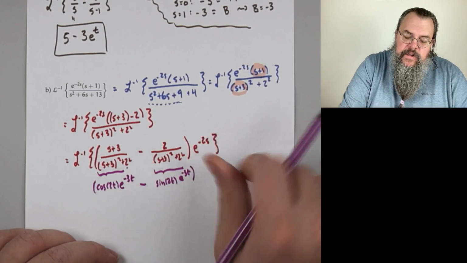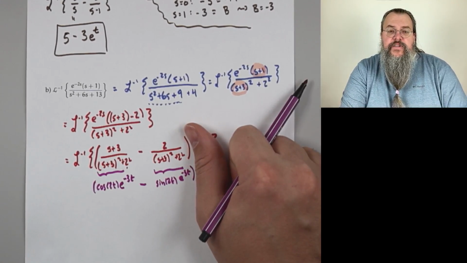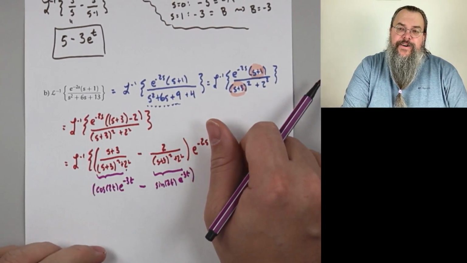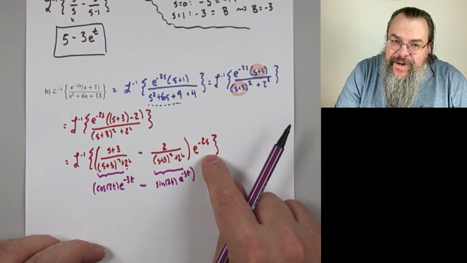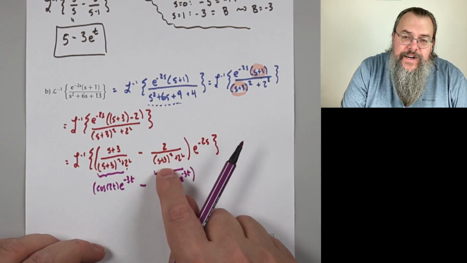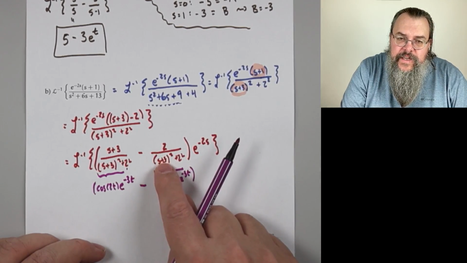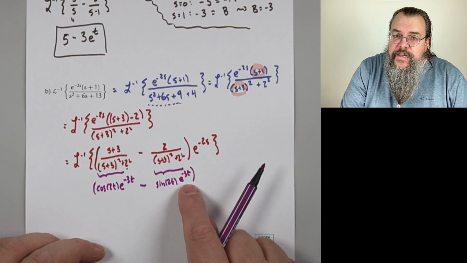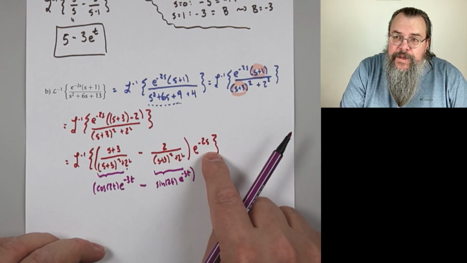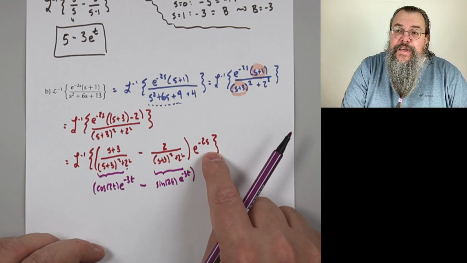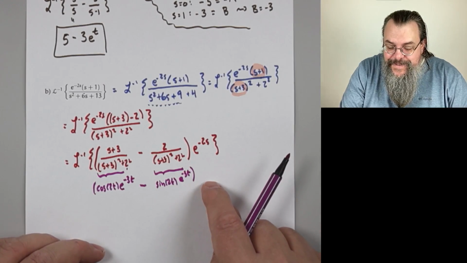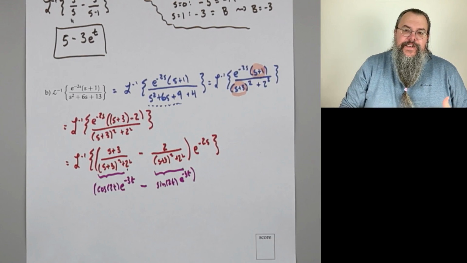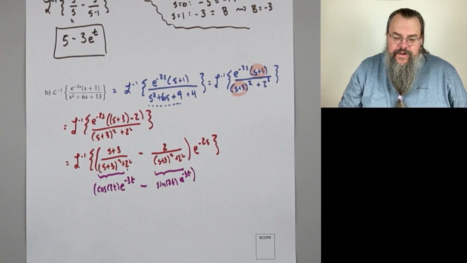Now, if there wasn't an e to the minus 2s, we would be done, life would be good. Now, we have to handle this e to the minus 2s. We saw that a shift inside became an exponential on the other side. What does an exponential on the inside become? Well, it becomes a shift. Okay, so we have to keep track of all these things. There's all these pieces floating around.